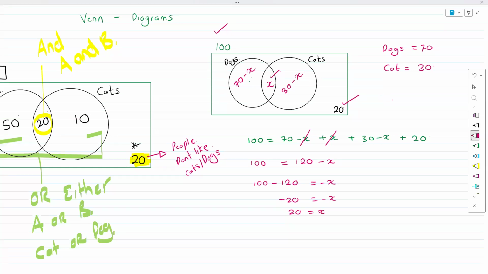Okay? So what that means is I need to substitute. X was 20. We know that from the previous question. 30 minus 20 is 10. And 70 minus 20 is 50.